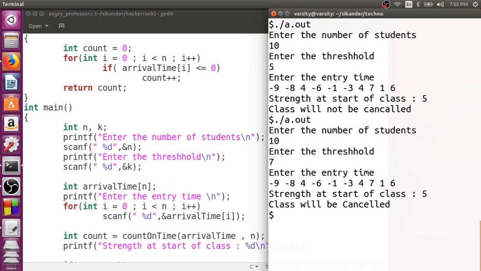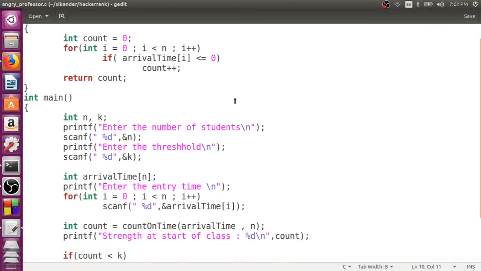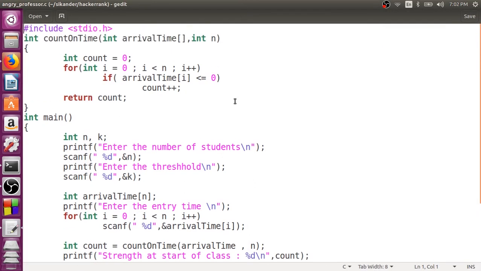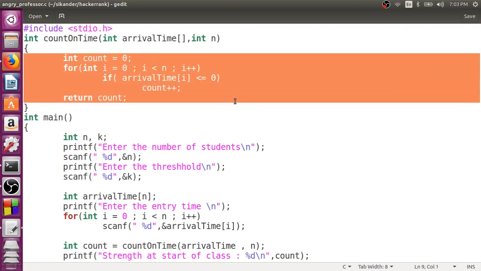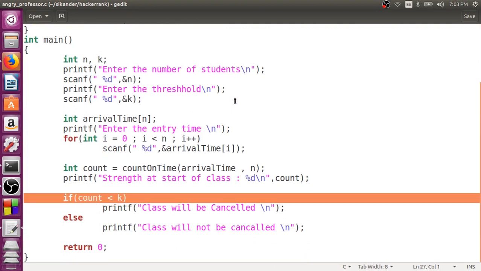I hope everything is clear. If you want, you can have a look at the code once more. This is the main task: to count the number of people who are present in time. The next task is, once we know how many people are there, we need to check whether it is greater than the threshold or less than the threshold.